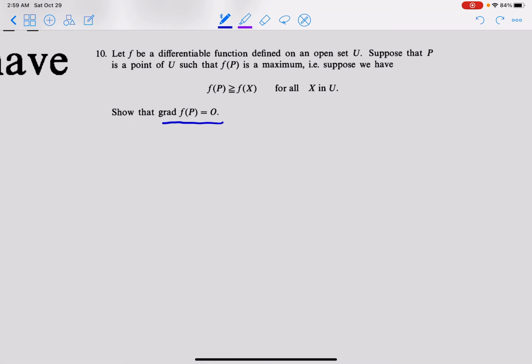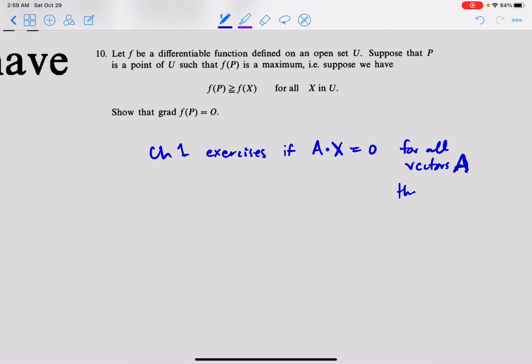Okay, so the point of this is to try to show that the gradient is 0. Now, the gradient at a point is a vector. And remember from chapter 1, exercise, if a dot x equals 0 for all vectors a, then we showed that x equals 0, the 0 vector. So that's what we're going to do here, where x now is the gradient, and we have to show that something is 0 for all vectors a.